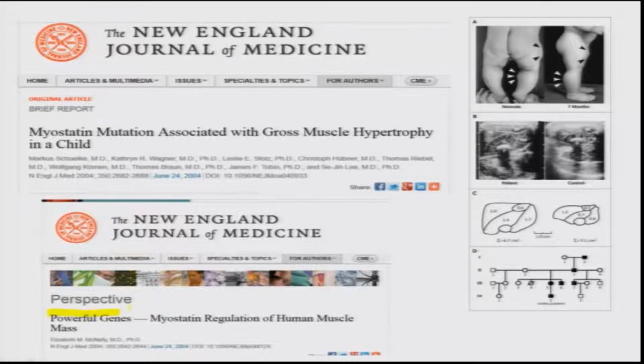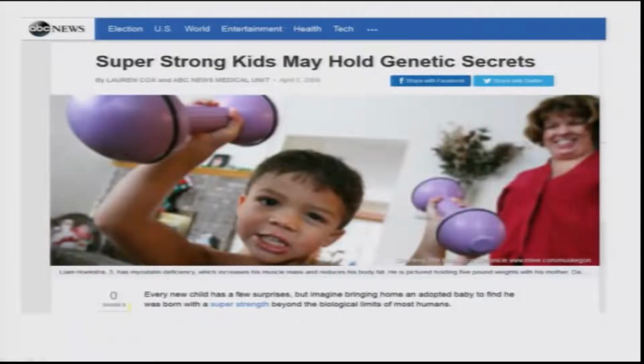So this is an example of that, and if you Google search, you will find many such babies. One of them I am just showing, super strong kids may hold genetic secret, and this kid who is just 3 years old, he has myostatin deficiency, but he has increased muscle mass, therefore he shows a lot more, is more powerful than his peers. That really makes it interesting for at least the kids that are around that guy.